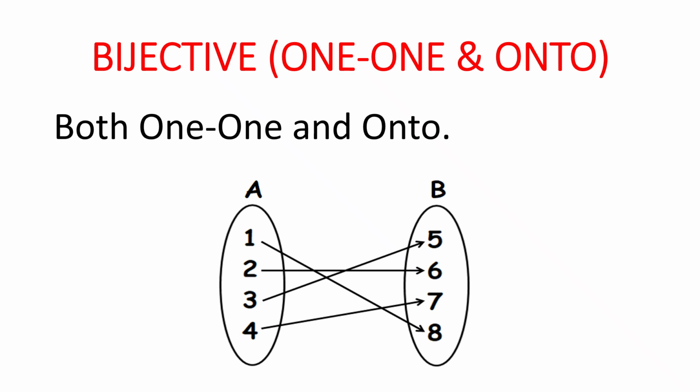Bijective function is a special function because it is one-to-one and onto at the same time. In this example, each input has a unique output, means function is one-to-one and all outputs are used, so it is onto at the same time. That's why it is a bijective function.